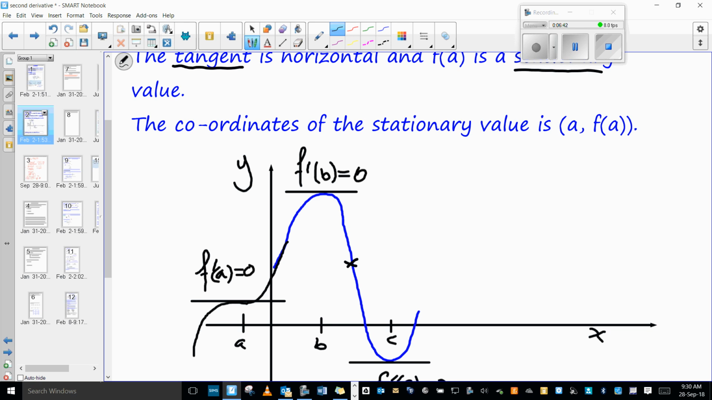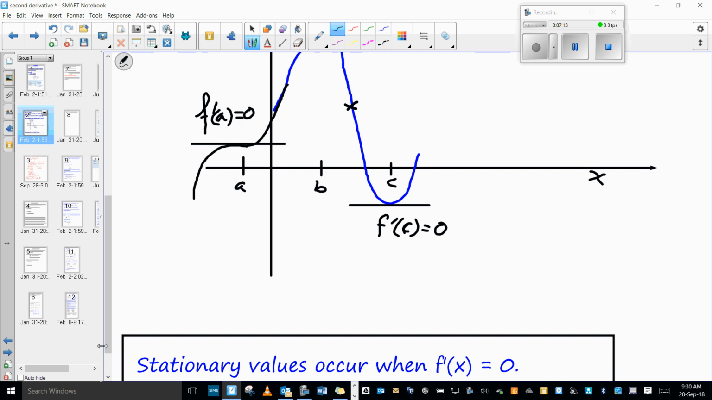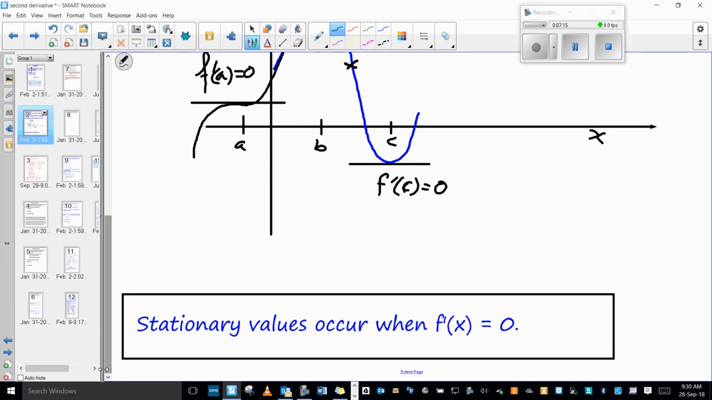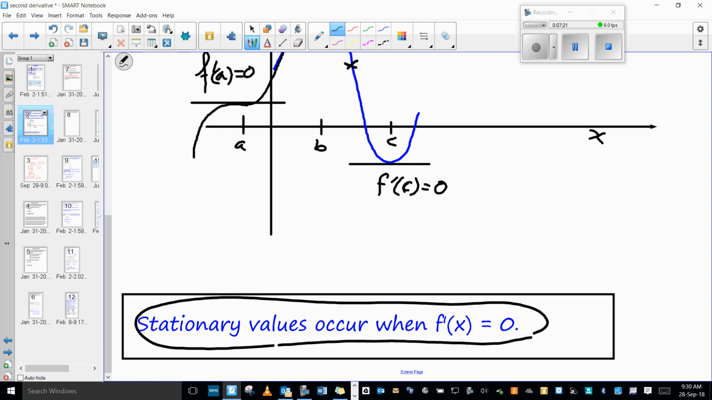So the coordinates of the stationary value would therefore be (a, f(a)). So here, at this point here, the derivative is equal to 0. At this point here, the derivative is equal to 0. And at this point here, the derivative is equal to 0. Okay? This is where it's changing from increasing, so it goes increasing, stationary, increasing. Now, these are all known as stationary points. So the key thing to know here is that stationary values occur when the derivative is equal to 0.